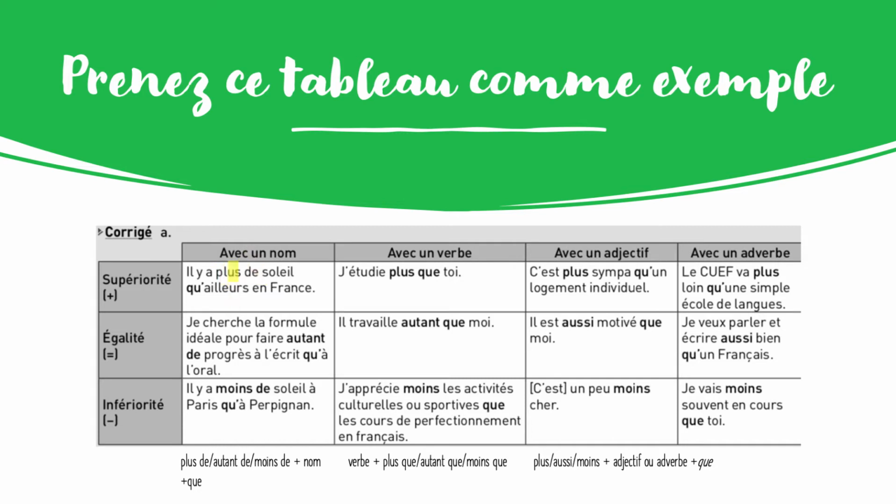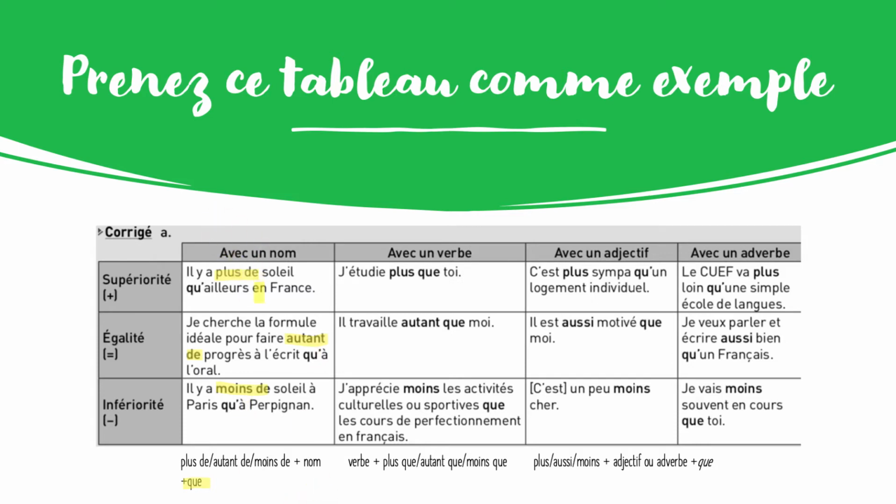So let's first of all find all of the words that we've seen in the previous slides in that column. So we have plus de, yeah, so that's saying supériorité, autant de, that's égalité, moins de, right? So now let's take a look at what's bolded. So we have the QU or the que, right? The reason why it's QU apostrophe is because it starts with a vowel, okay?